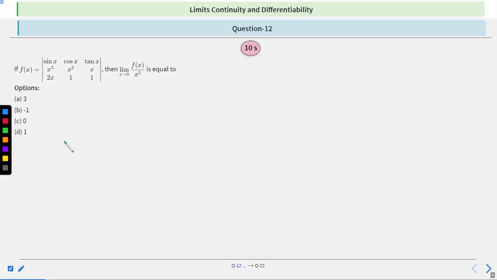Question number 12 says, if f(x) is equal to the determinant of sin x, cos x, tan x, x cube, x square, x, 2x, 1, 1, then find the limit as x tends to 0 of f(x) upon x square. So you have 10 seconds to solve this question. After 10 seconds, we will discuss the solution.